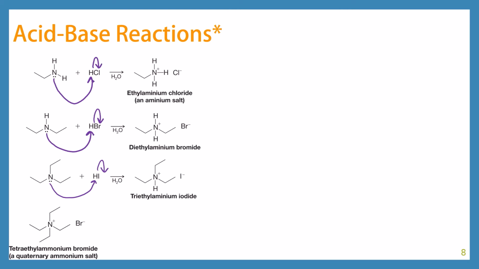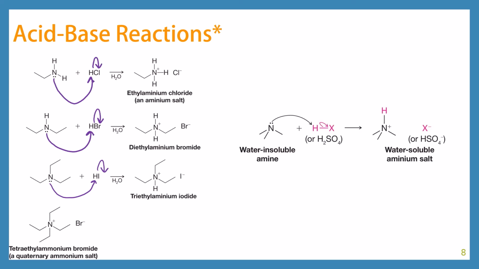However, you cannot protonate a quaternary ammonium ion. So in this case, this is one that already has 4 alkyl groups on it. There is no lone pair left on this nitrogen, so it cannot pick up a proton. This is a pretty cool trick because amines tend to not be very water soluble, but if you can protonate it with an acid, you create a water soluble aminium salt.